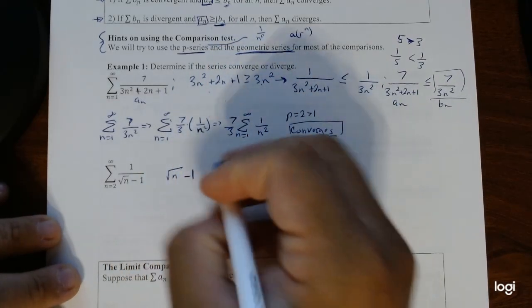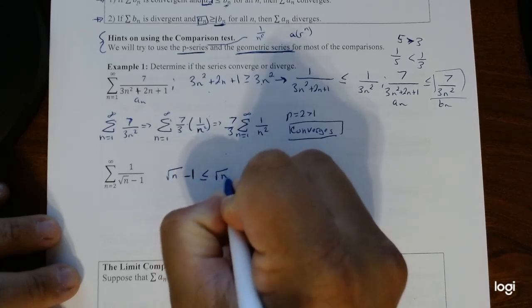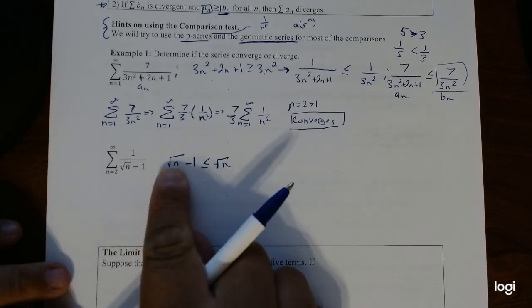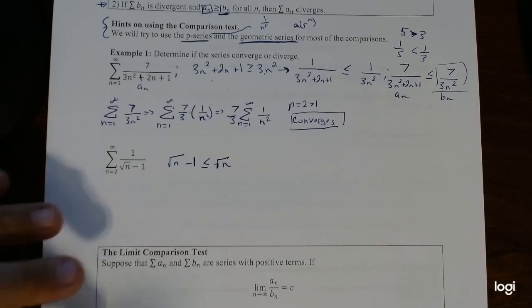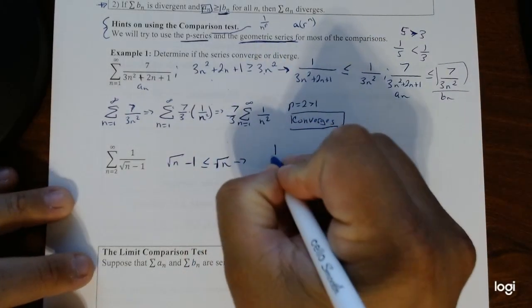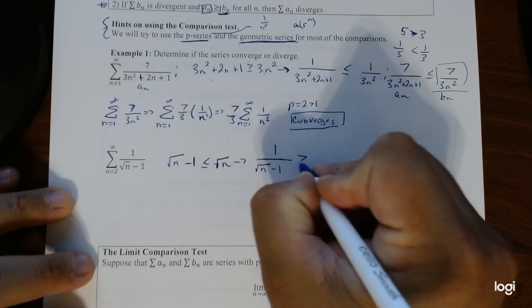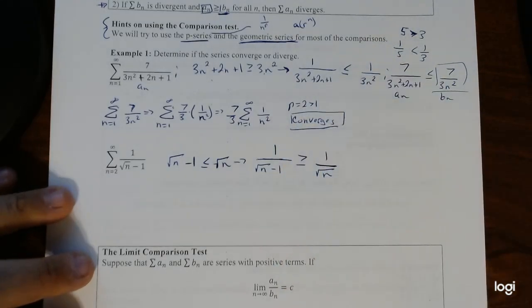Okay. Well, I know this is definitely smaller than or equal to the square root of n, right? It would make sense, right? If you're subtracting 1, it's definitely going to be smaller than what you originally started with, so I know that's true. And so when I flip it, again, flip sign, and now we have something here, right?